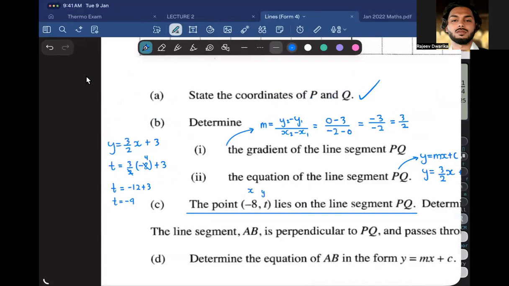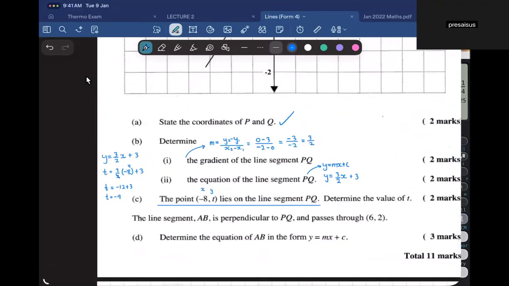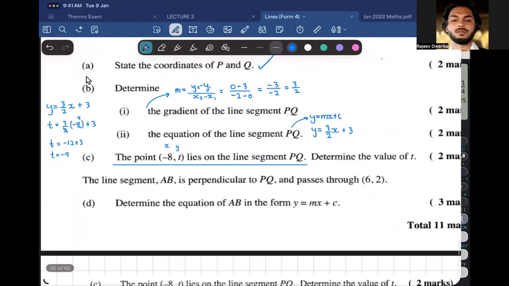That's it? That's it. All right. Last one. Read that for me. The line segment AB is perpendicular to PQ and passes through (6, 2). Determine the equation of AB in the form y equals mx plus c. We do real questions like this. Tell me exactly what to do. I don't want you to be quiet. Talk to me. Tell me what you're thinking to do.